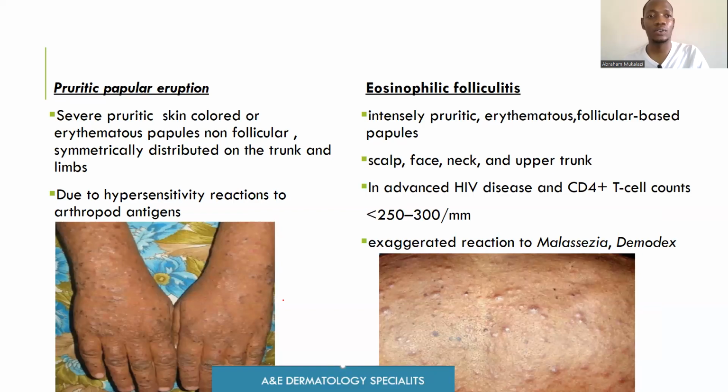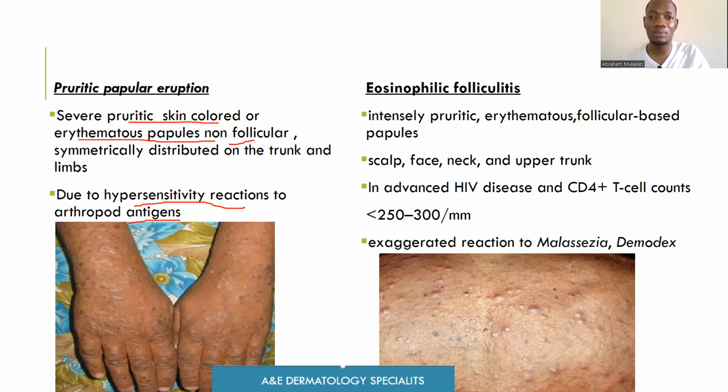Then another condition that we see in HIV, we call it pruritic papular eruption, commonly called the PPEs. So in this case, someone presents with severe pruritus of the skin, and in this case, someone has skin-colored or erythematous papules, which are non-follicular. So in this case, the lesions are in between the hair follicles, symmetrically distributed on the trunk and limbs, and it has been postulated to be due to hypersensitivity reaction to arthropod antigens.